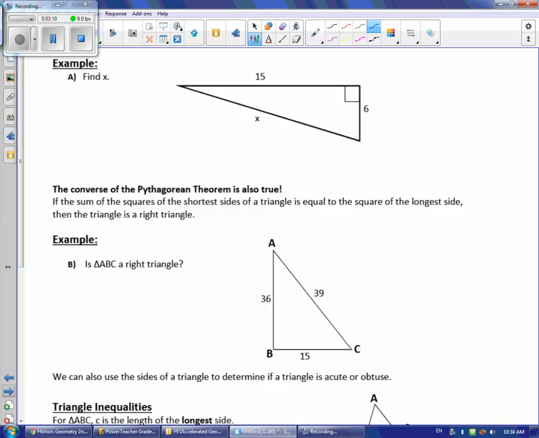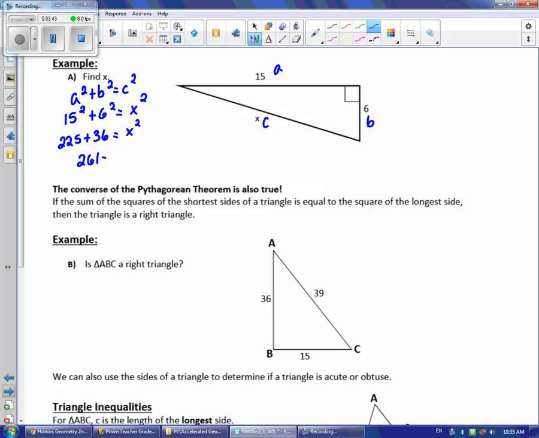Alright, so let's try an example. We're finding x. So if you look at this triangle, the missing side is the hypotenuse. So I'm going to label that C, and then the other sides I can call A and B. So if I write out Pythagorean theorem, a squared plus b squared equals c squared, okay, I get 15 squared plus 6 squared equals x squared. Okay, it's 225 plus 36 equals x squared.